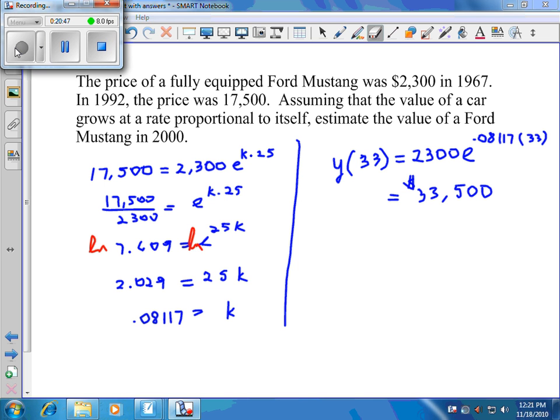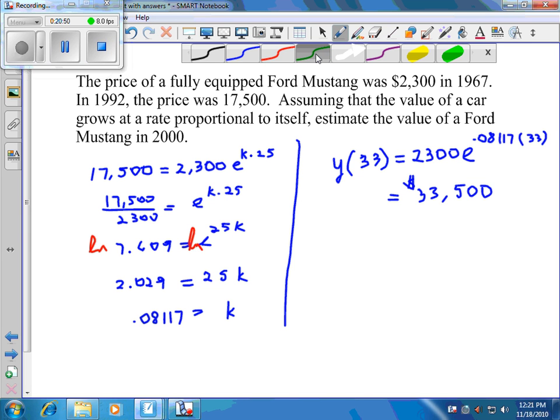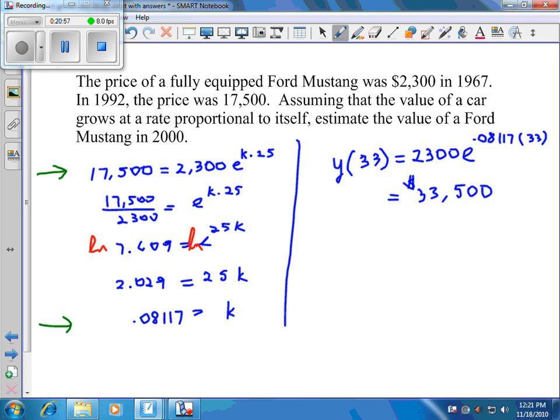Once again, if we write in what is given, that will help us solve for K. And then they want to know the value of a Ford Mustang in the year 2000. That means 33 years after the initial amount. So that's why we're plugging 33 for our T variable. And that's why we're plugging 2300 as our initial amount here. So hopefully you got the correct answer on that one. Now go ahead and try the group activity problems if you can.